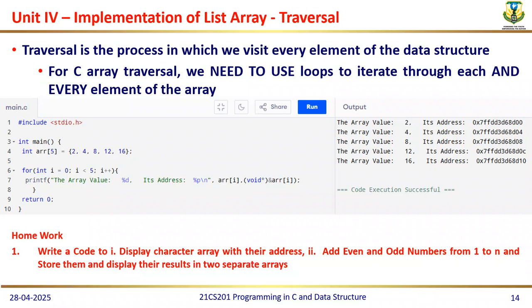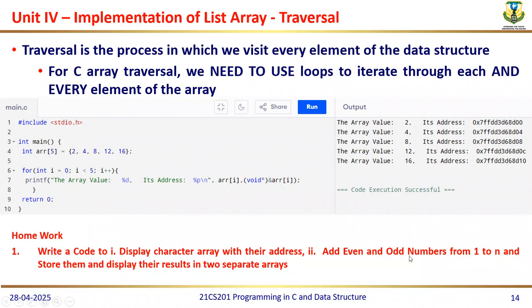After watching this video, you can develop other small programs. For example, I recommend one program: write a C program to display a character array with the address. I have demonstrated an integer array where I declared integers. Similarly, develop a small program to add all even numbers and odd numbers from 0 to n. For example, n may be 50, or 100. Let us consider n equal to 10, so from 0 to 10. What are the even numbers? 0, 2, 4, 6, 8, 10. These even numbers you add and display.